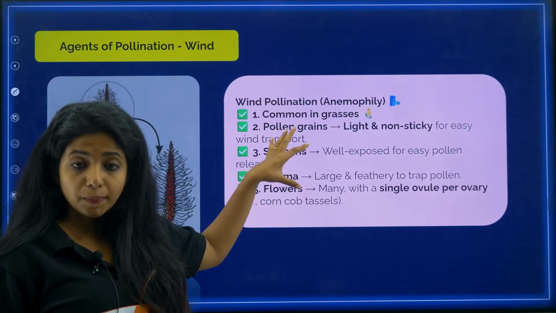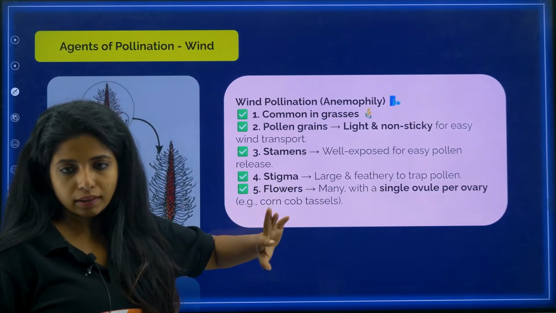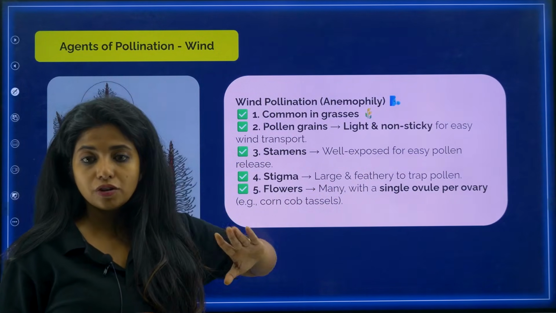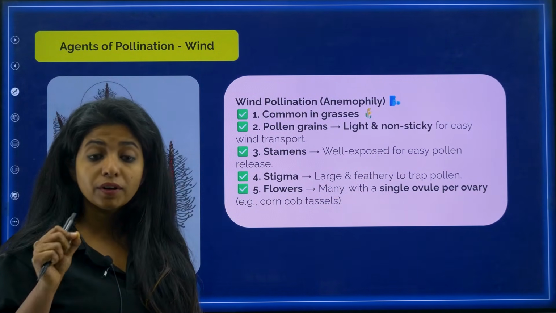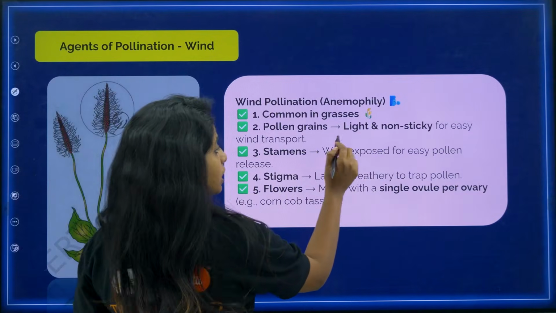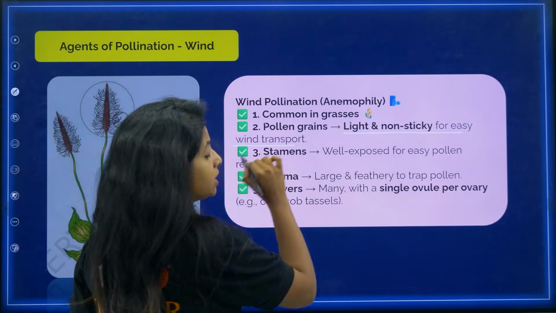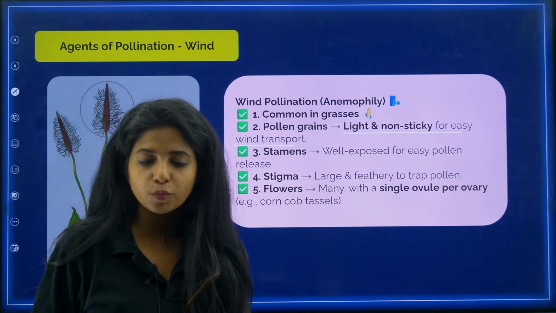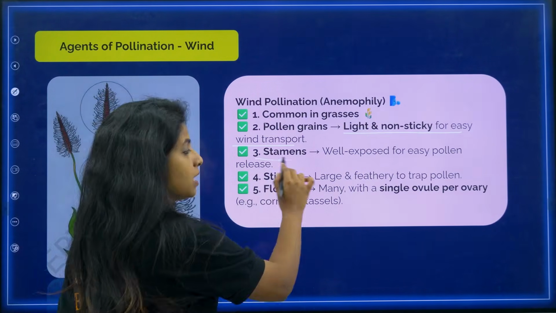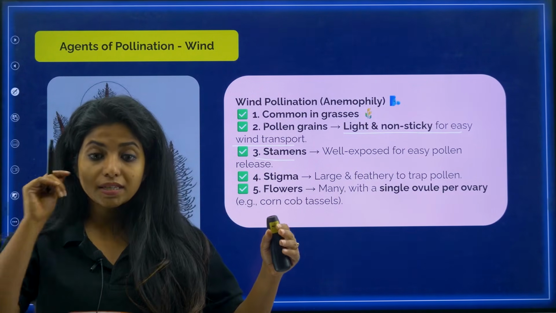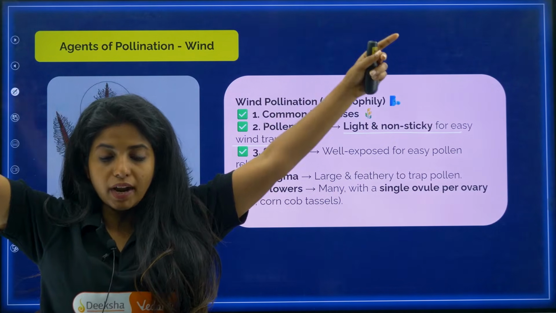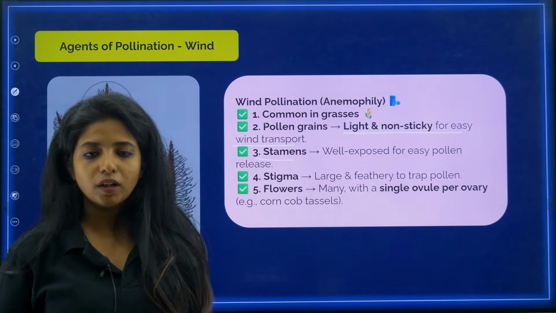So let's see what is the most common thing. In the case of abiotic, wind pollination is the most common thing, okay, and where do you find it? So it is common in grasses, my dear children. Here, the features of pollen grains you should be remembering. So pollen grains, they are light and non-sticky for easy wind transport. Obviously, it has to get transported. So if it is very big and things like that, can it be transported? No. Talking about the stamens which are there, that carry the pollen grains and everything, it has to be well exposed so that whenever wind comes, it can carry along all the pollen grains.